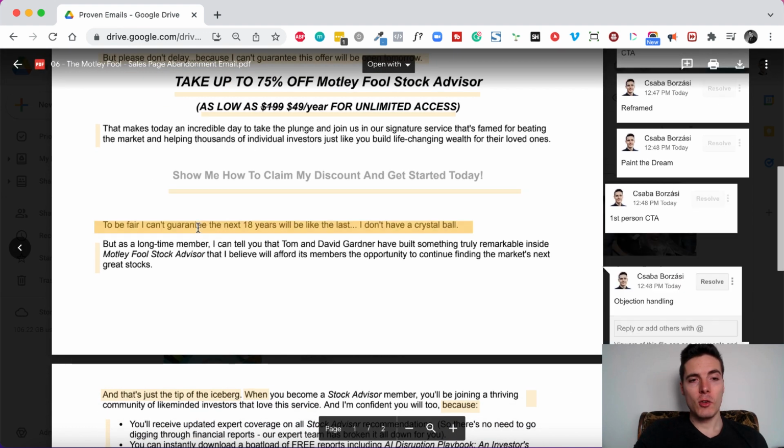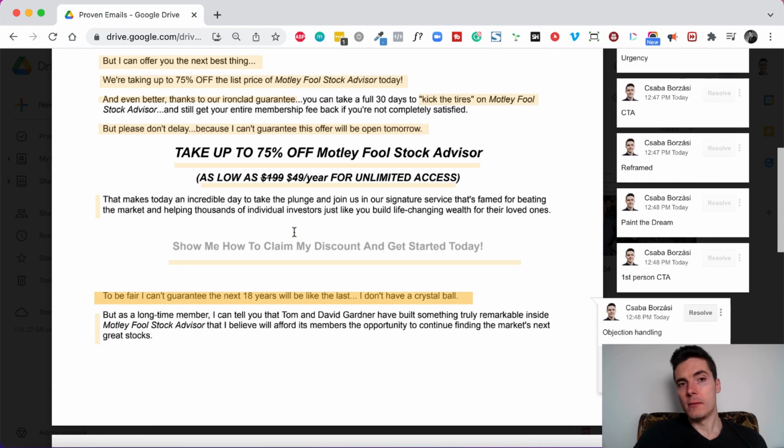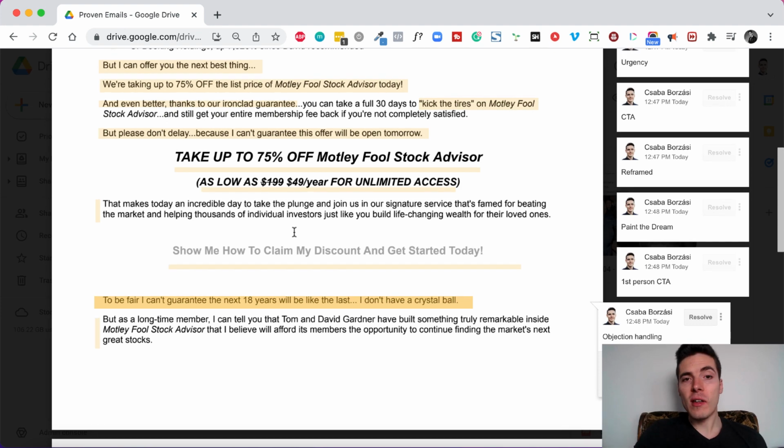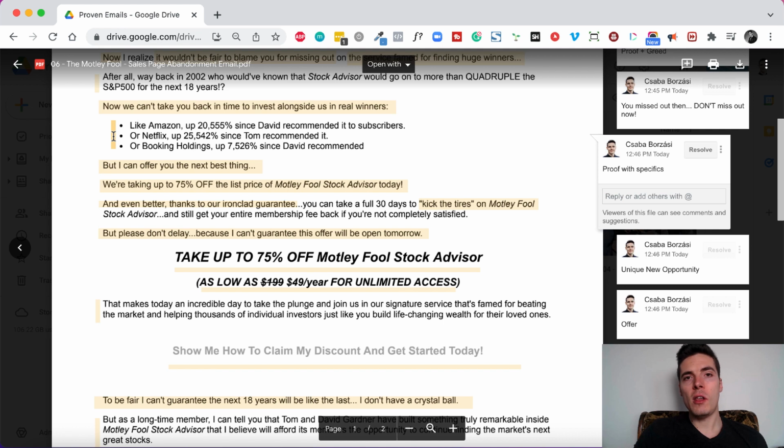Pretty cool. And this is the big objection handling element that we have here. To be fair, I can't guarantee the next 18 years will be like the last. I don't have a crystal ball, right? They have to do it because of legal reasons. And they also have to do it because people aren't stupid. They know that these were lucky guesses.